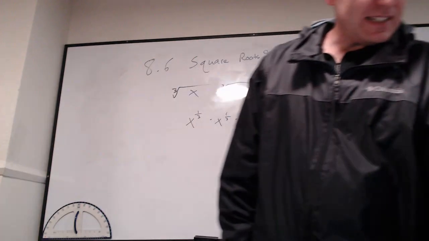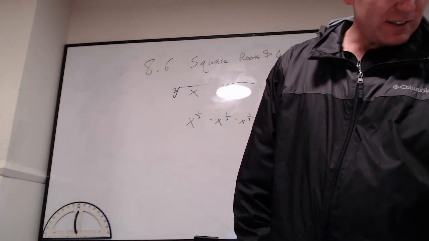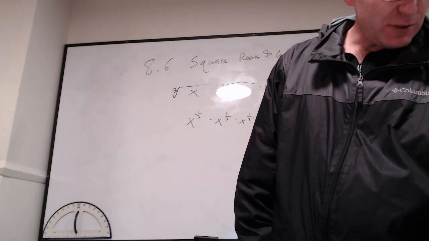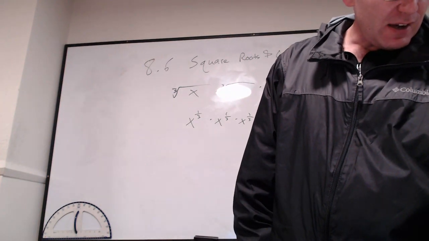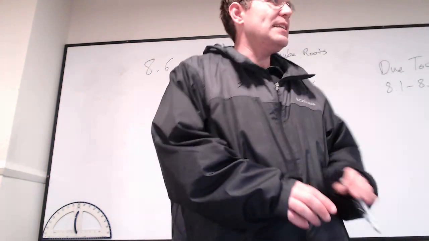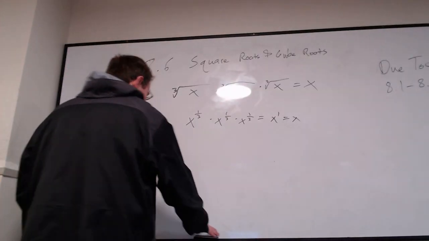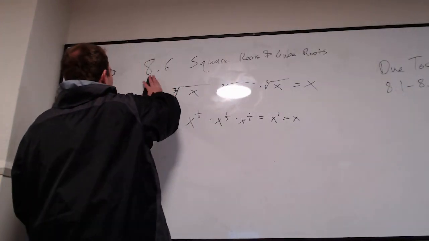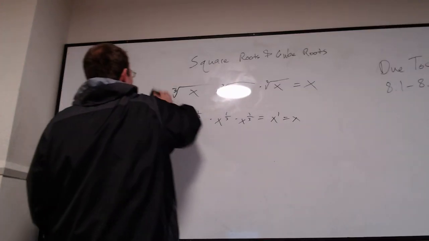Okay, so that is 8.6. It's a pretty short section, short, sweet, and to the point. Now we'll move on to 8.8. 8.8 is on distance in a coordinate plane.